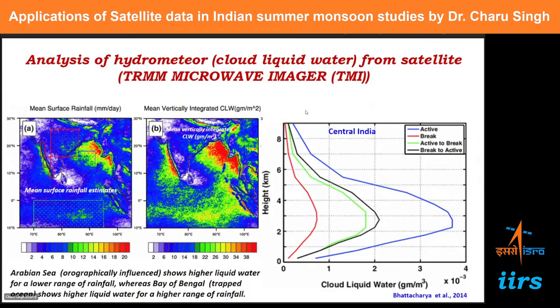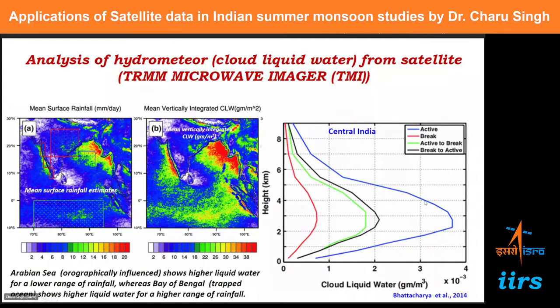Now the cloud liquid water, this is the hydrometeors. This is available from the satellite TRMM Microwave Imager. And this particular analysis shows us that over the Arabian Sea, which is an orographically influenced ocean, if we compare the amount of the rainfall with the cloud liquid water, we find that higher cloud liquid water for a lower range of rainfall is found over the Arabian Sea, whereas the high amount of rainfall in the Bay of Bengal is associated with a high amount of cloud liquid water. So cloud liquid water plays a very important role in precipitation formation.